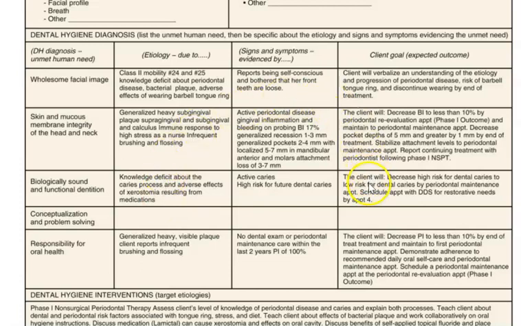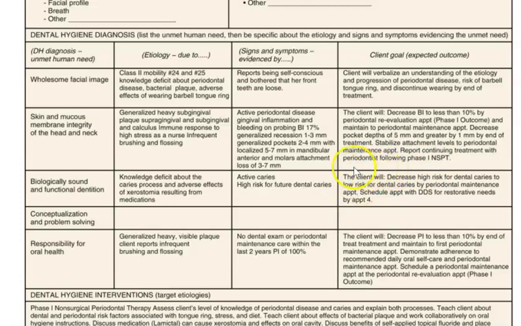So what can we do when someone has active caries? Well, we have to make a goal. So the client, which is the subject, will what? Will decrease high risk for dental caries. So we want their high risk to go to low risk. That is the criteria. By when? The time, remember, by periodontal maintenance appointment. So in 3 months or in 4 months, we want the high risk to go to low risk. And the way to do this is the client has to see a dentist and get it fixed.